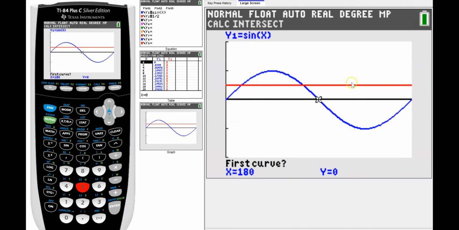And so it's saying first function. So yes, we want to see when does sine x equal 1/2. And so you keep hitting enter. And then it says guess. Guess just means we have two answers. And so your guess is the number that it's close to.